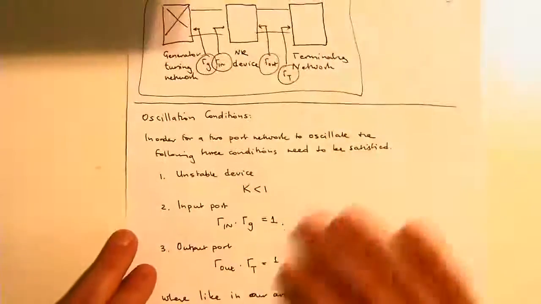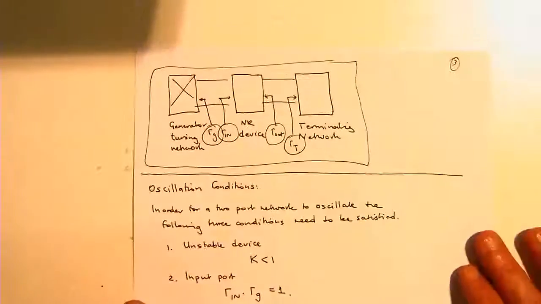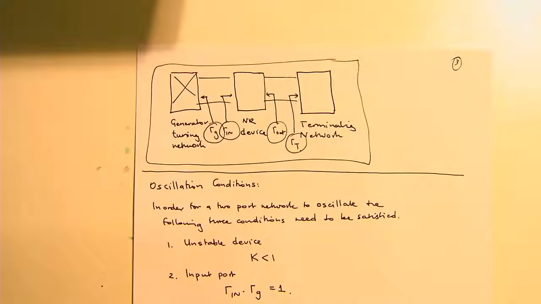Now, before I move on to oscillation conditions, can anyone tell me some? Again, it's not in the lecture notes, but I just wanted a little bit of class engagement. Does anyone know or can give me any examples of negative resistance devices? Have you ever seen one, used one, encountered one? You could say a tunnel diode.